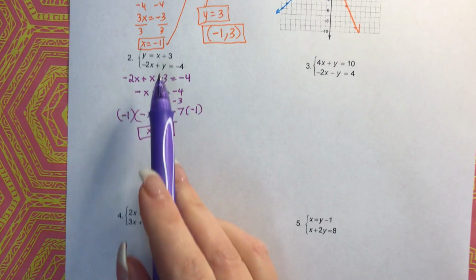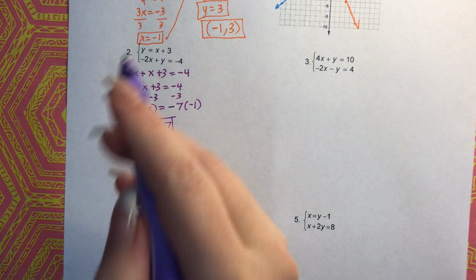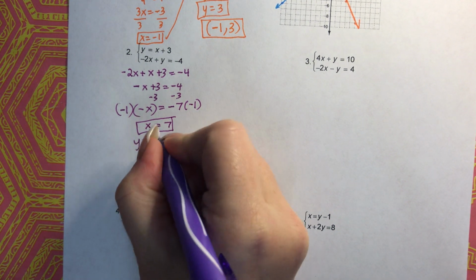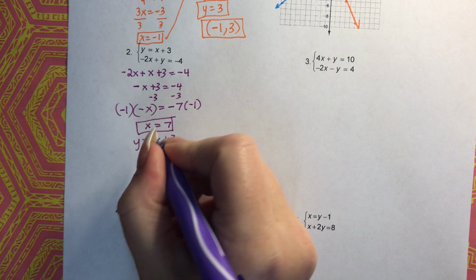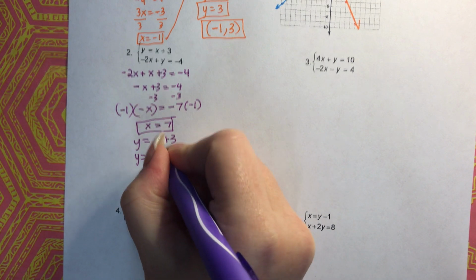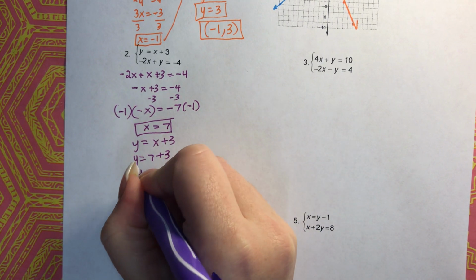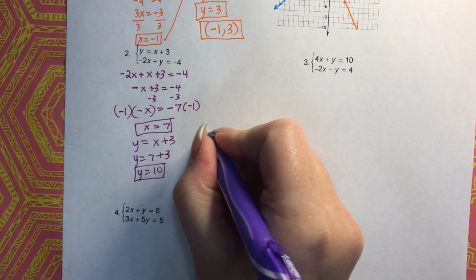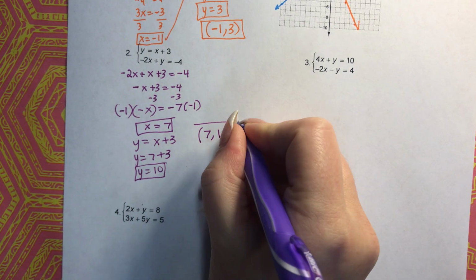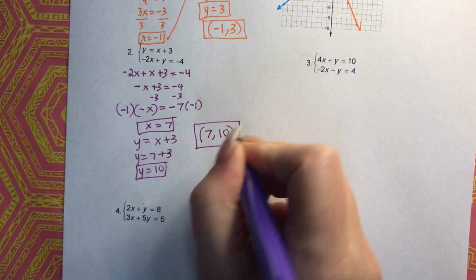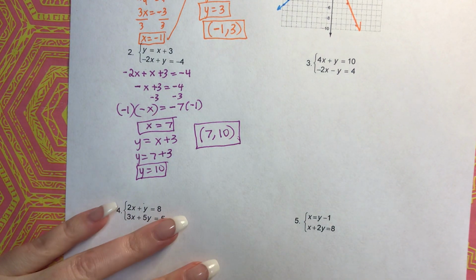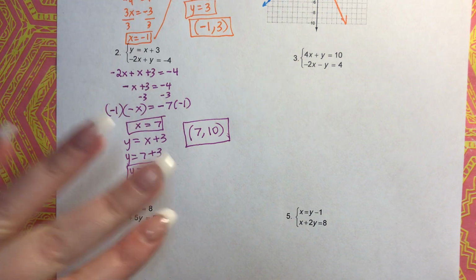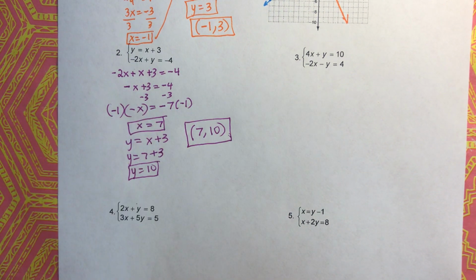Okay, and then we just need to figure out what y is. So I'm going to use this equation here. Substitute 7 in. And there we go. We have our answer, which is (7, 10). All right, there we go. Okay, on to 3. If you got that one right, great job. Let's see how you did on 3.